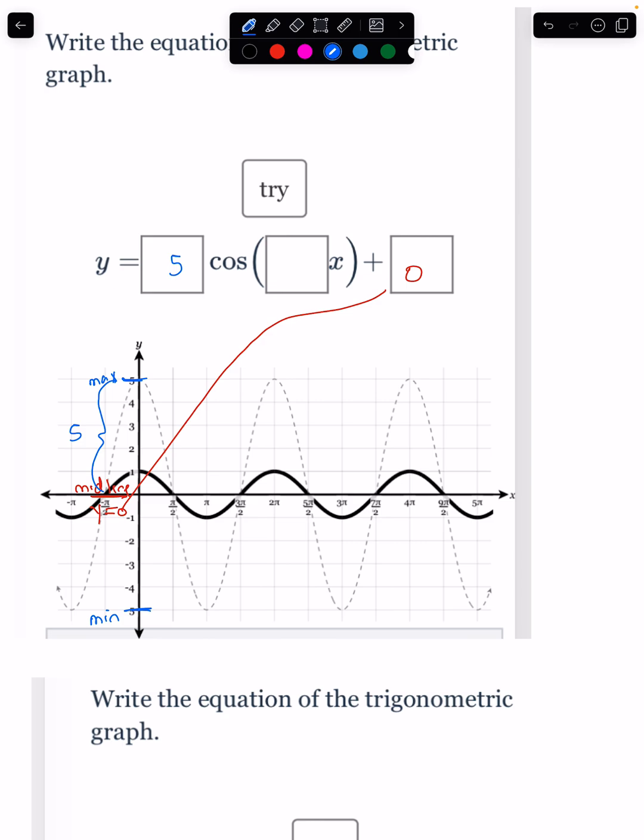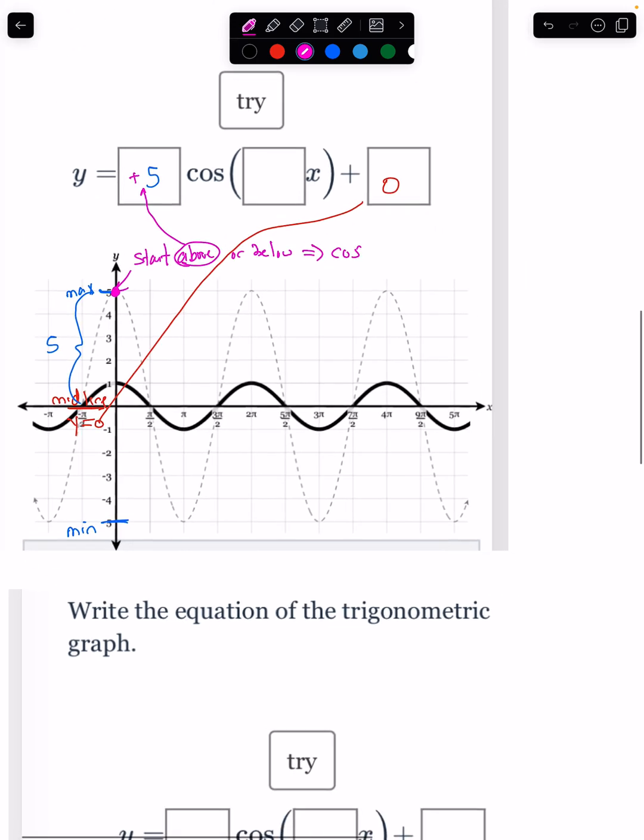Okay. And then the next thing I'm going to notice here is I don't start on the midline. So here's my midline. I'm starting above the midline. Anytime you start above or below, then we're using cosine. Okay, so since I'm starting above the midline for cosine, my amplitude is going to be a positive 5.